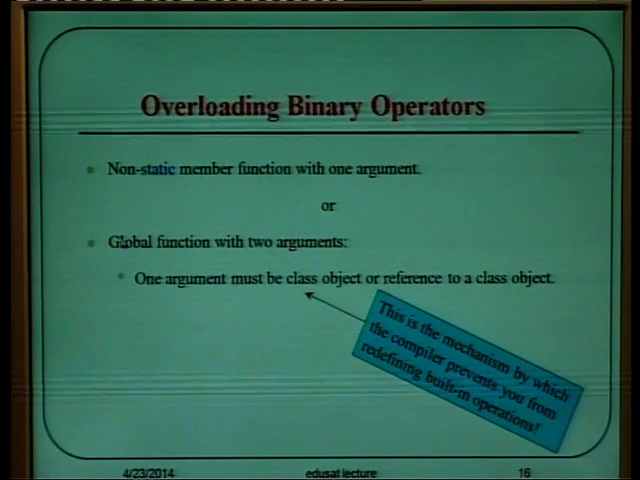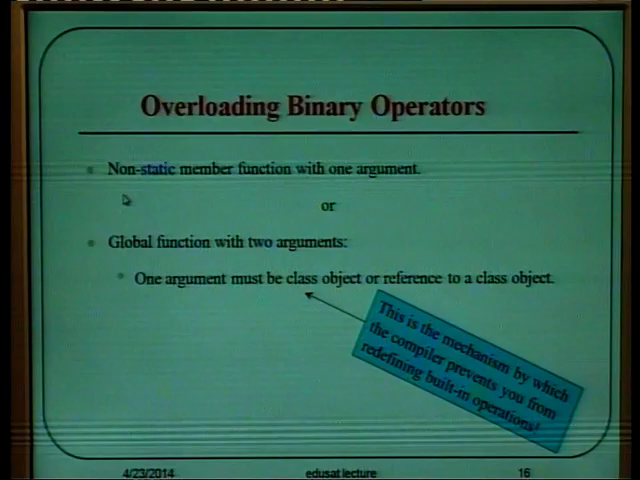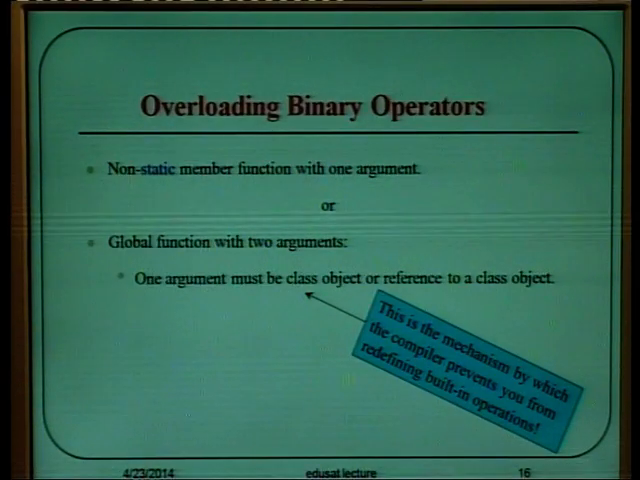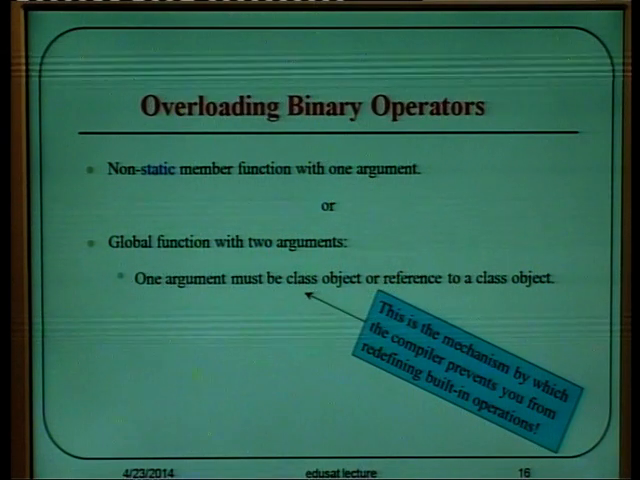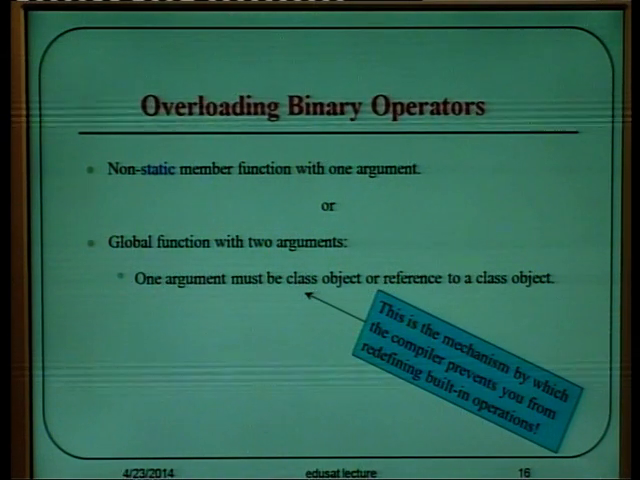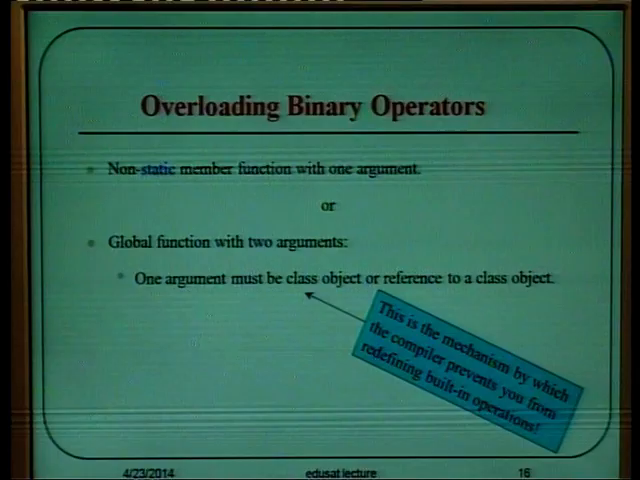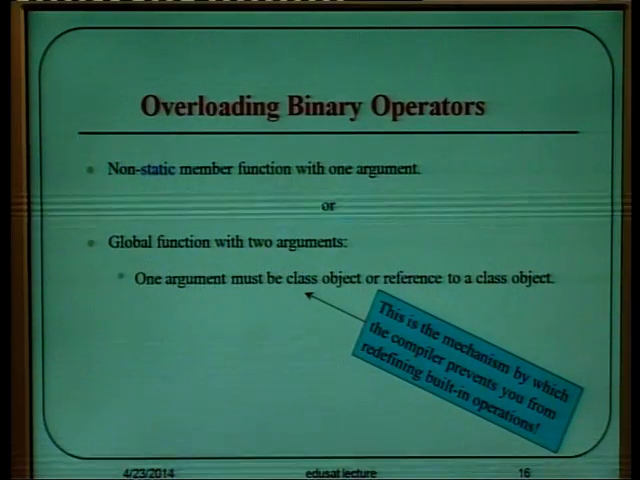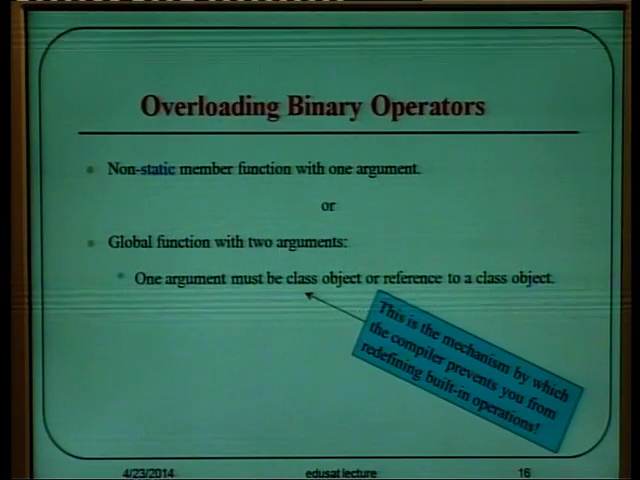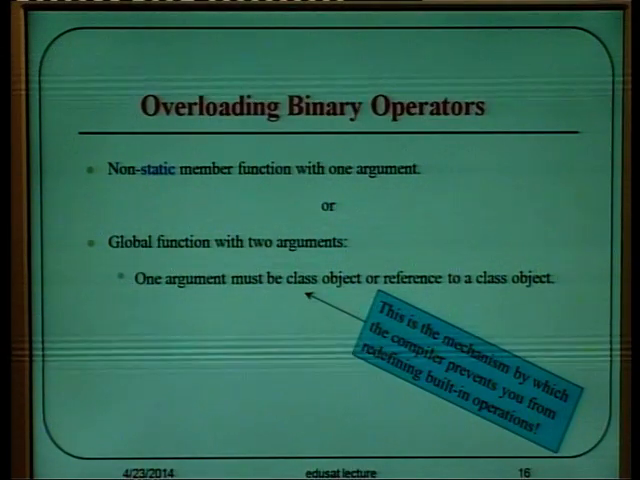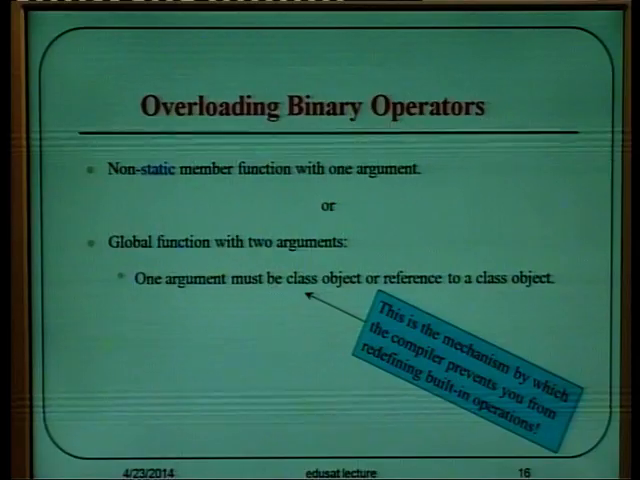Overloading binary operations. In the last section we discussed unary operators. Unary operators have no arguments. If we are implementing a unary operator as a global function, then one argument has to be passed. That one argument should be a reference of the class or an object of the class.